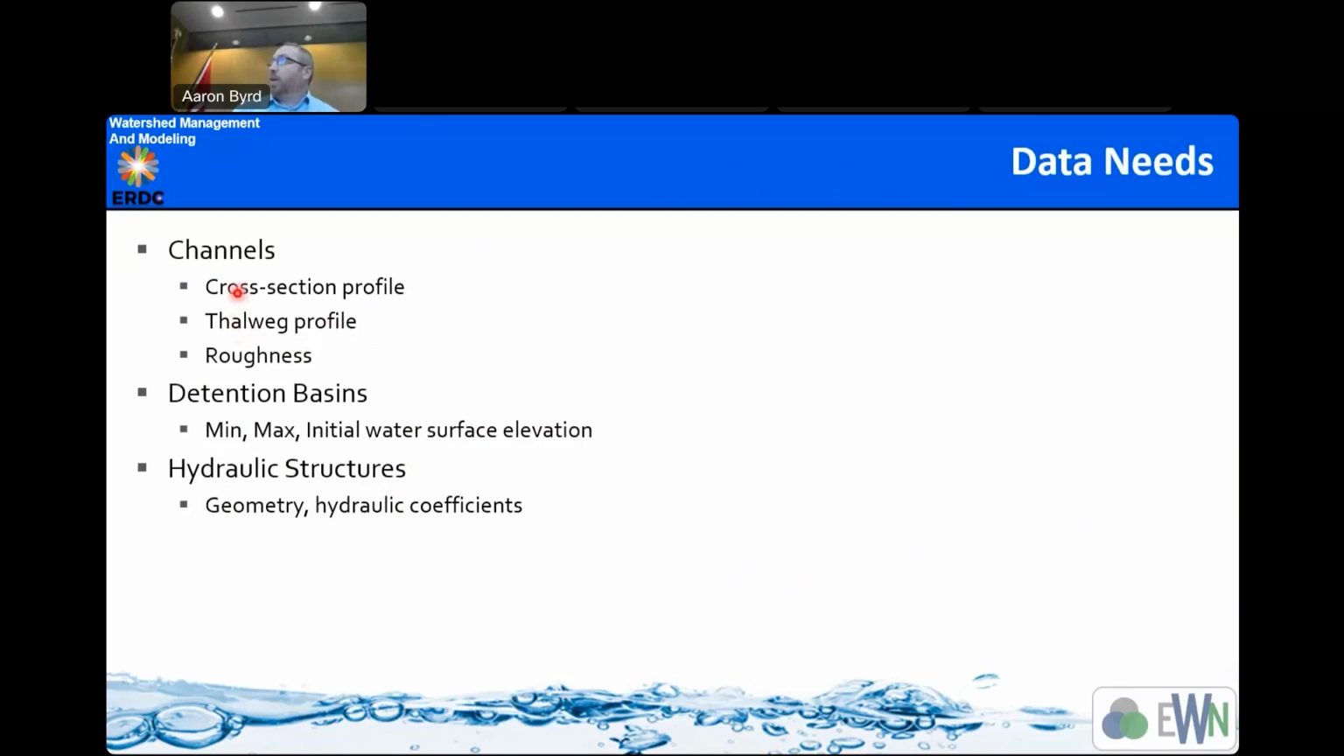Data needs. So our cross-section profile. This usually is where you're going to spend the most amount of time and effort, wandering around your watershed picking out or surveying channel cross sections.